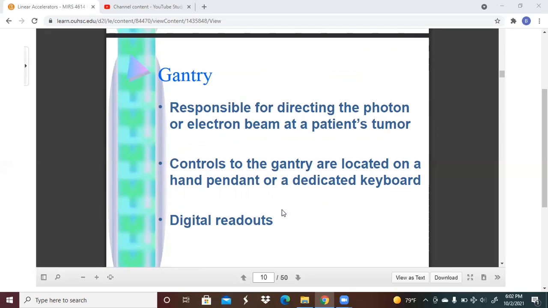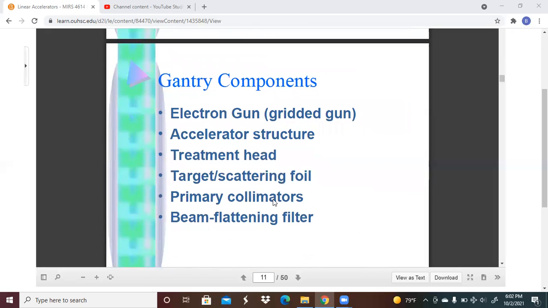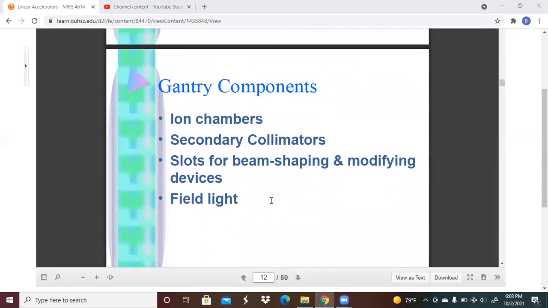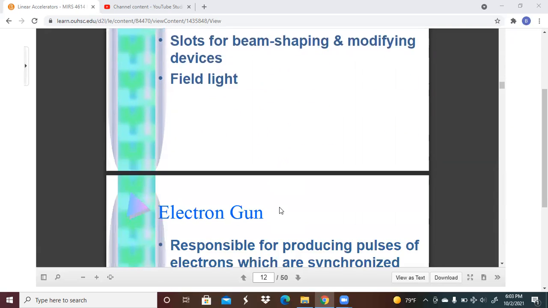So then you have the gantry, and it's responsible for directing the photon or electron beam at a patient's tumor. Controls to the gantry are located on the hand pendant or a dedicated keyboard on the outside. And of course, you have digital readouts, which tell you what's going on. So what all is inside the gantry? You have the electron gun or the gridded gun. You have the accelerator structure. You have the treatment head, the target or scattering foil. You have primary collimators, and you have the beam flattening filter. You have ion chambers, secondary collimators, slots for beam shaping and modifying devices, electron blocks, things of that sort. And then you have the field light.